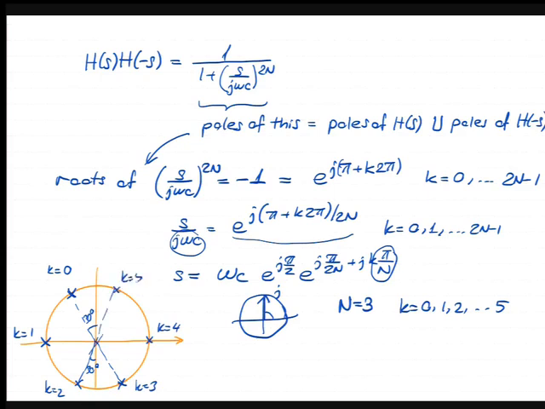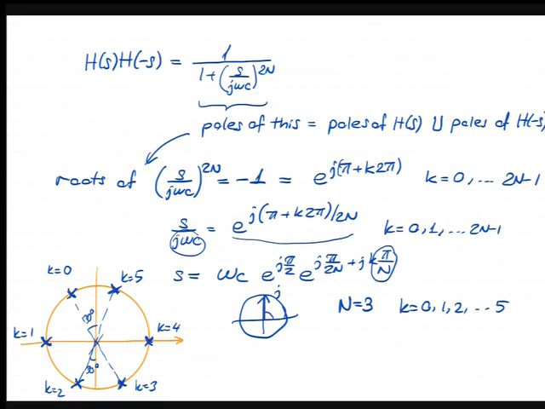K5 is here. So the 6 poles you're looking at here are the poles of h of s combined with the poles of h of negative s. Therefore, to each pole, negative of that pole should also be a pole. Do you see that? Good. Okay, so this is the way it should look.